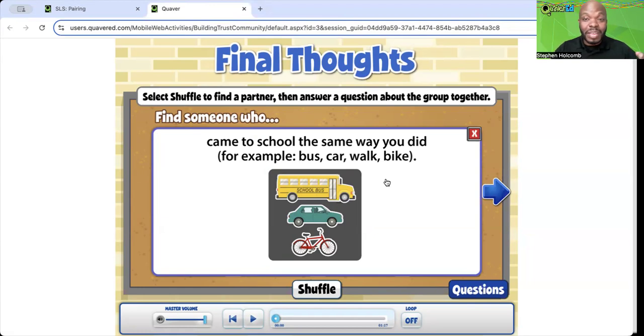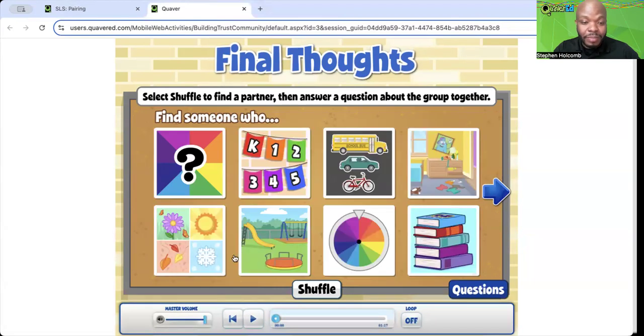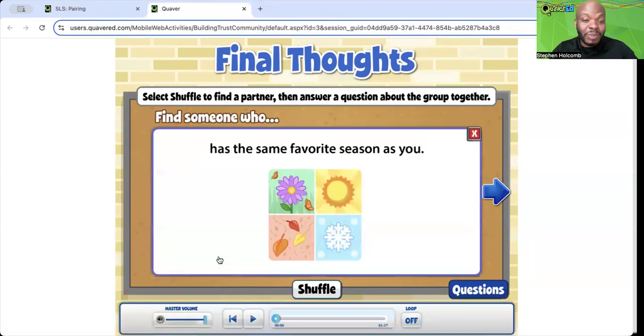And then students can talk to each other to figure out, did you have this same way of getting to school? So not only will they be able to find a partner through that type of discussion, but then you can further the discussion based off of your main topic or theme for the day. Maybe they can find someone who has the same favorite season as you. For me, I would be finding someone who enjoys the winter time because I grew up in a very hot and humid environment. And so I love the winter time.